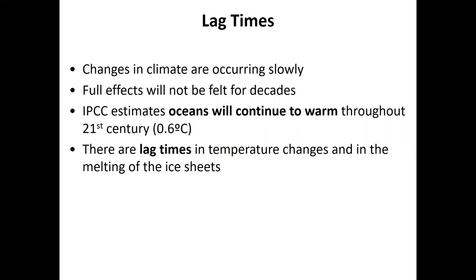So what that means is even if we stop emitting carbon dioxide and other greenhouse gases today, we would still see warming in the future because we haven't experienced the warming due to past emissions yet. So because of the lag time, we are still experiencing the warming of past emissions, and we are not experiencing the warming due to our current emissions yet. It'll take time for those emissions to contribute to the warming with this lag time.